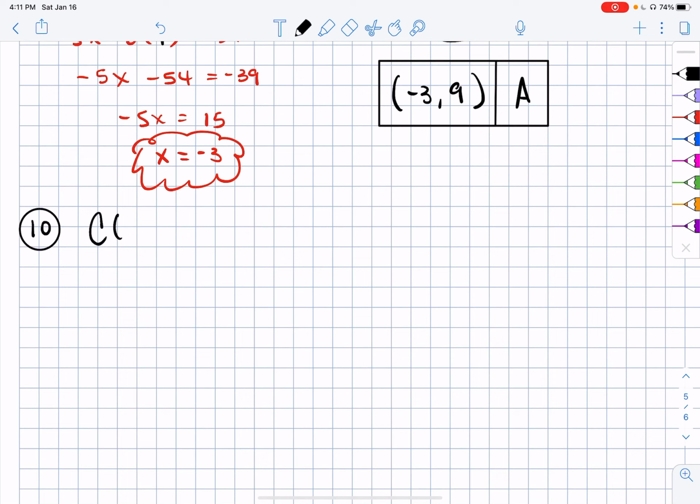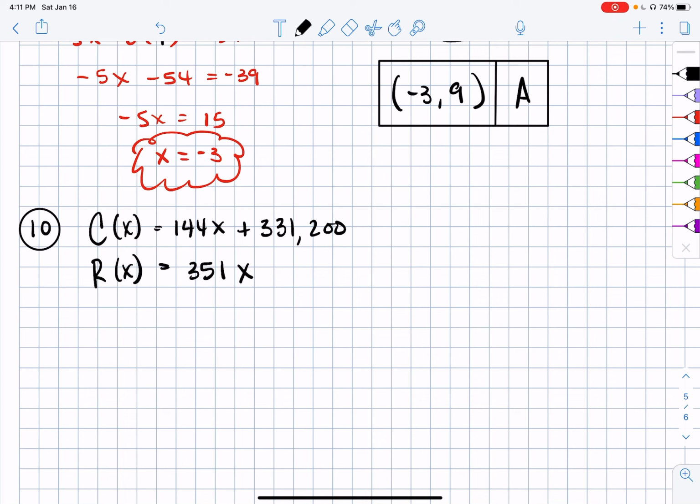It gives you that C of x is equal to 144x plus 331,200. And R of x is equal to 351x. So what does these mean? This right here is cost. This right here is revenue.